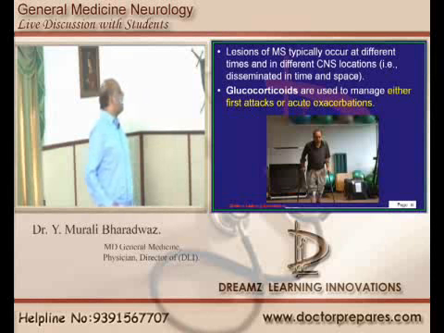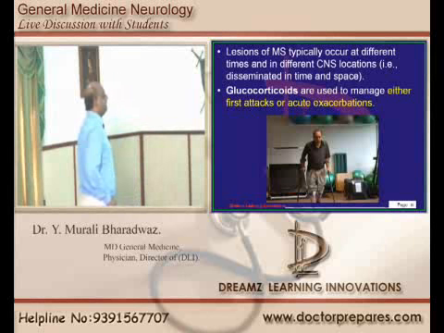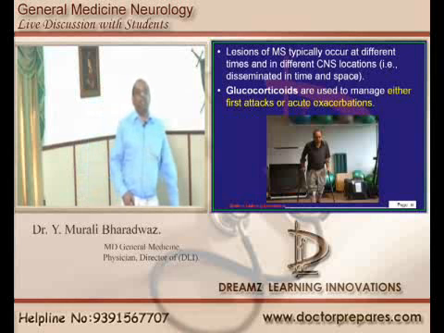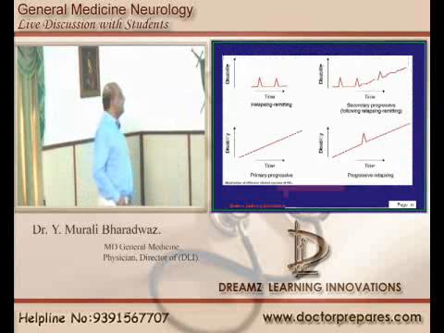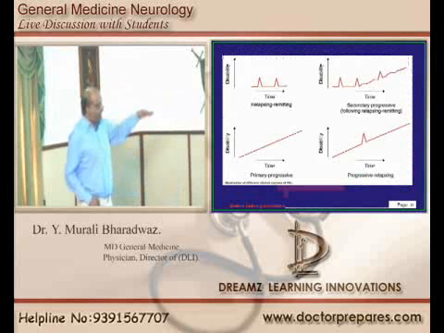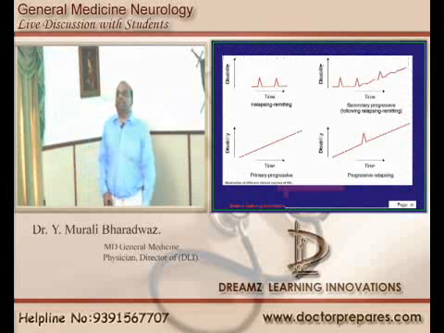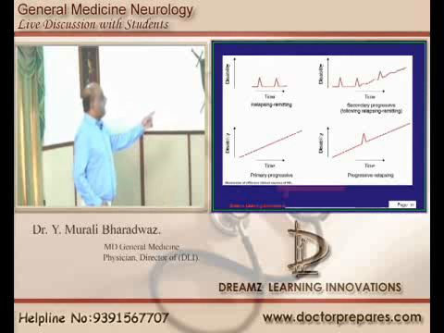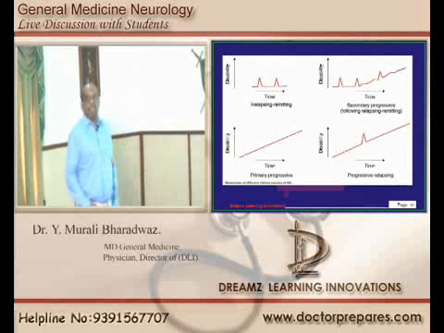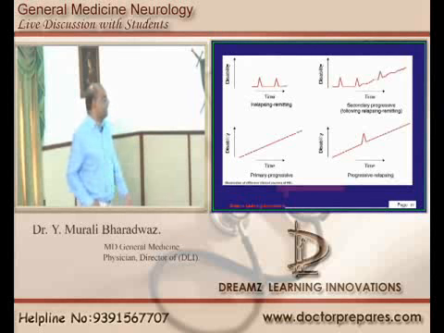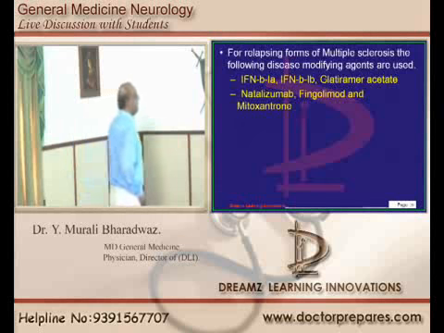So they are used to manage the first attack or acute exacerbations. What are the different ways by which the clinical presentation can be? It can be relapsing, remitting, or it can be relapsing, remitting with a secondary progression, or it can be primarily progressive in nature, and it can be progressive, relapsing, different ways by which it can clinically present.